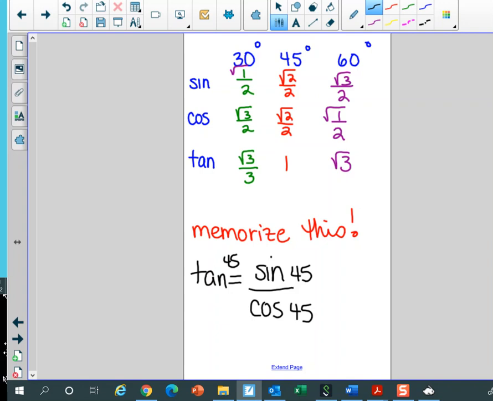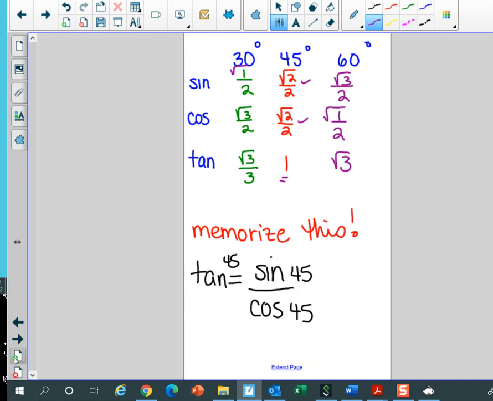Now, sometimes those aren't pretty to reduce, and that's why a lot of times we just learn the tangents separately. But if you got in a pinch and you forgot, root 2 over 2 over root 2 over 2 equals a 1. This fraction over this fraction will simplify down to that fraction. Sine over cosine also equals tangent. That's another relationship we can use.